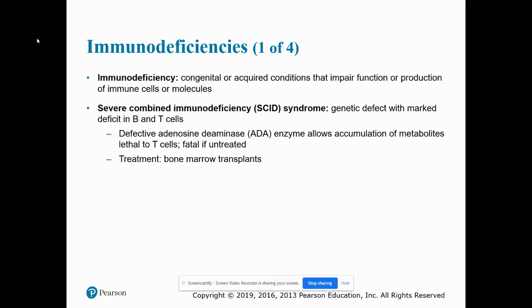An immunodeficiency can be either congenital or acquired. Congenital means that you're born with it, acquired means that you get it later in life. It's going to be a condition that impairs the function or production of immune cells or molecules.